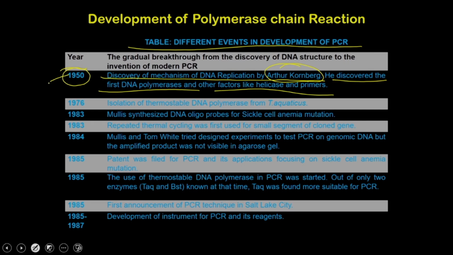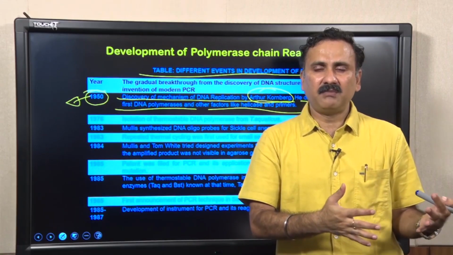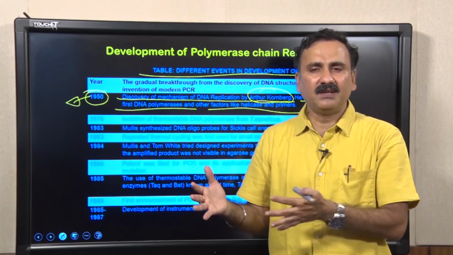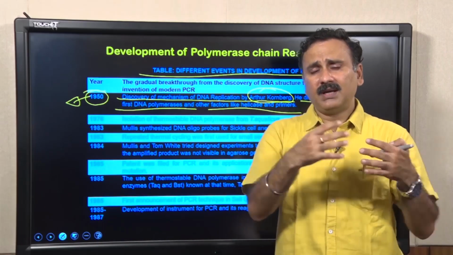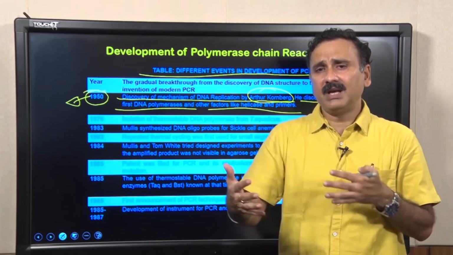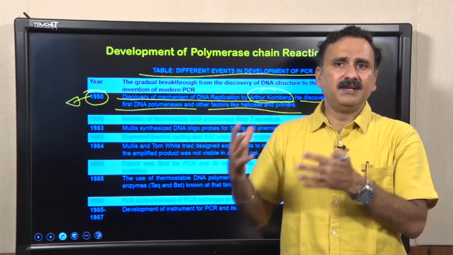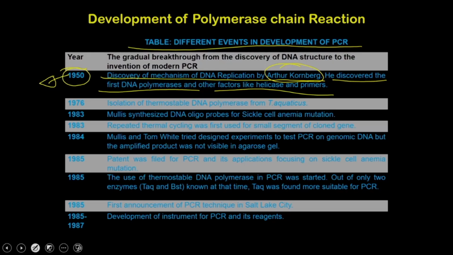So, in the 1950s, when Kornberg discovered the DNA polymerases as well as the mechanism of DNA replication, with helicases and primases, that is how people came to know that DNA is replicated and requires an enzyme, and there is an enzyme. But what is the problem?